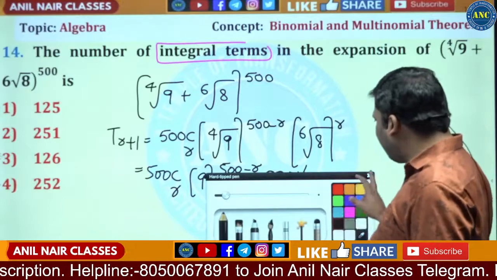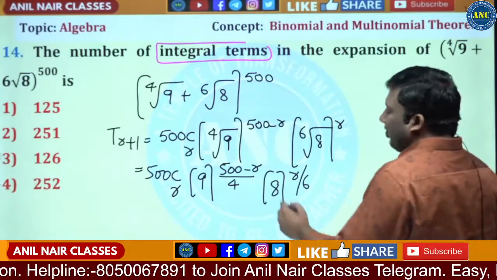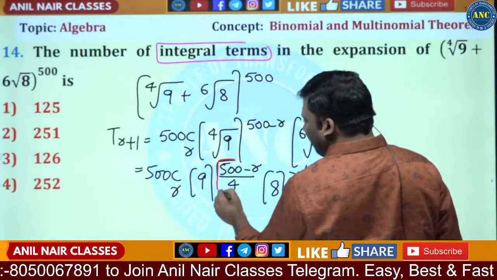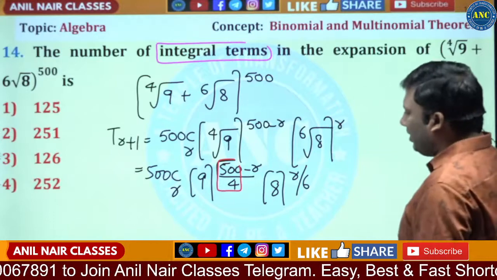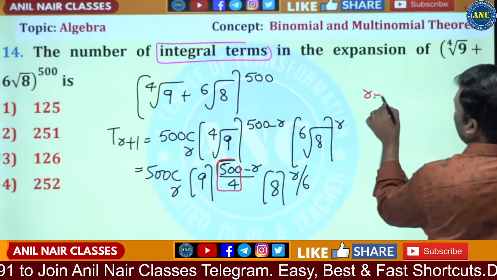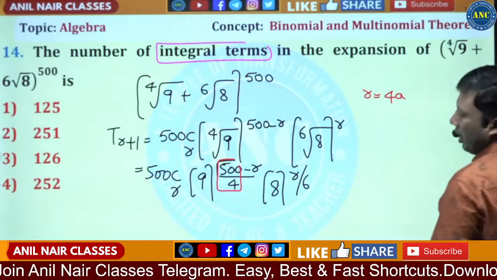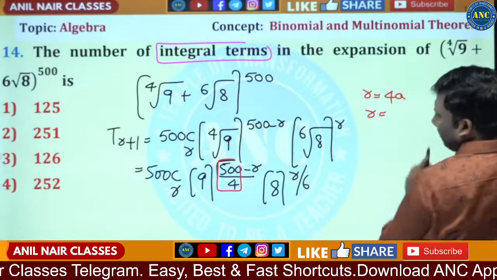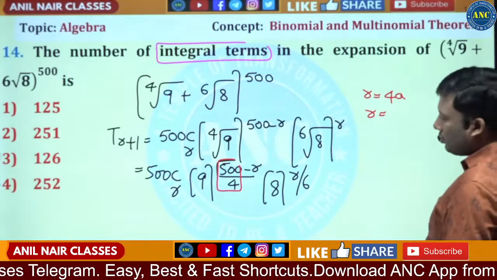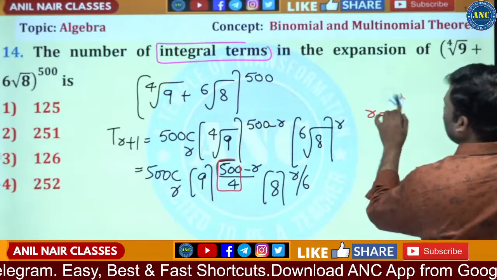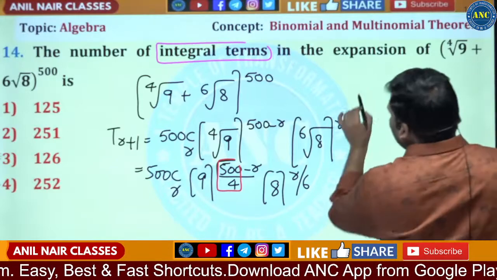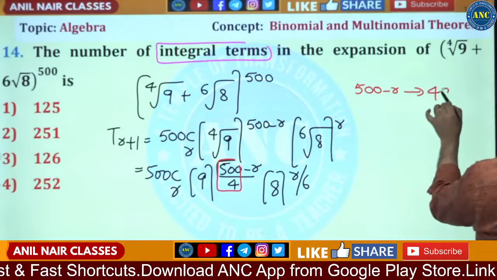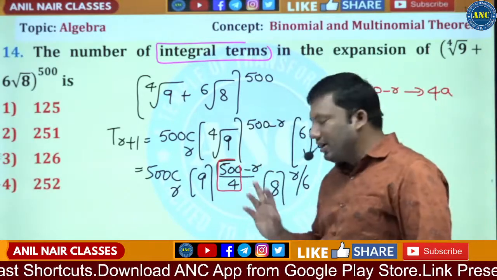Now listen carefully. 500 for 125s are 500, that means it is perfectly divisible. So (500 minus R) should be divisible by 4, and R should also be divisible by 6. Then only I will get an integer.